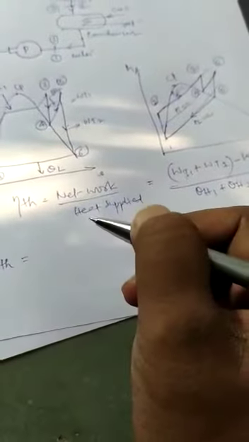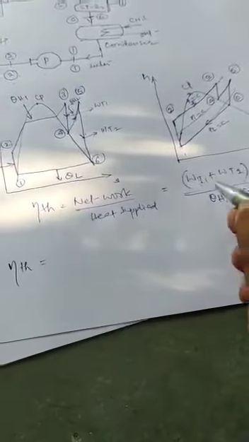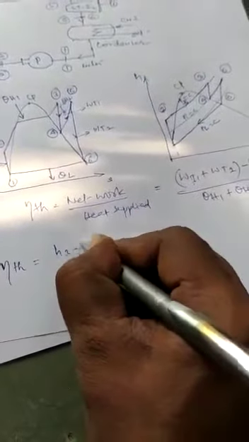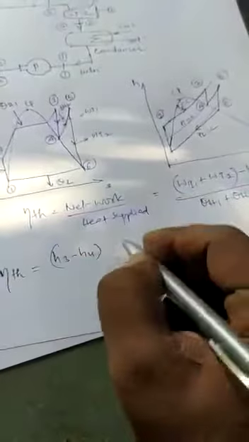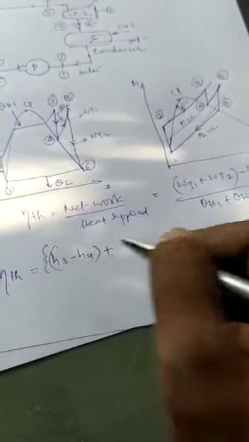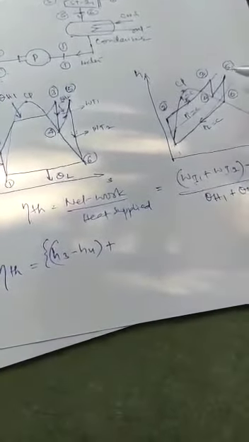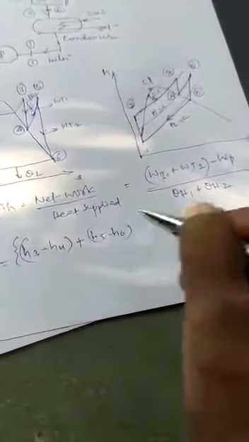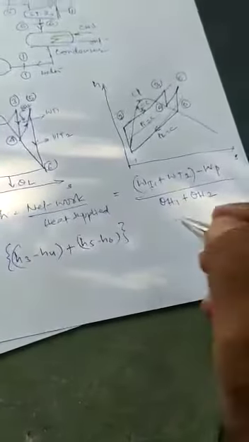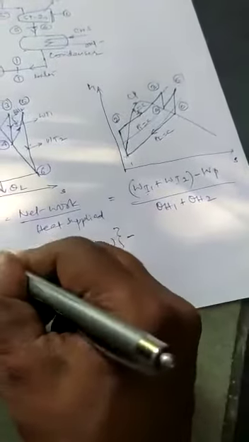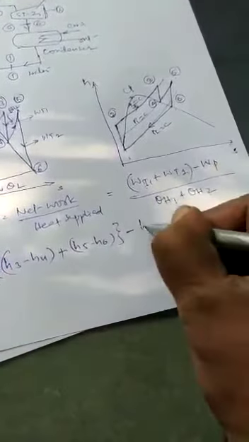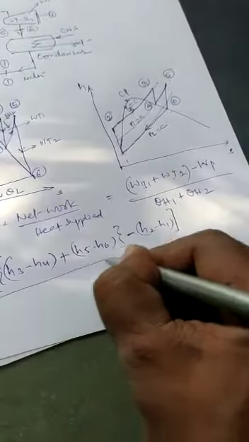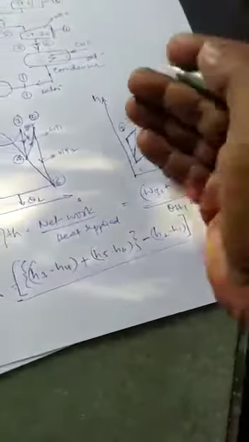So write the thermal efficiency in terms of enthalpies, H values. What is WT1? WT1 is H3 minus H4, plus WT2 is H5 minus H6. Close the flower bracket. Minus pump work is H2 minus H1. So this is the amount of net work, that is turbine work minus pump work.